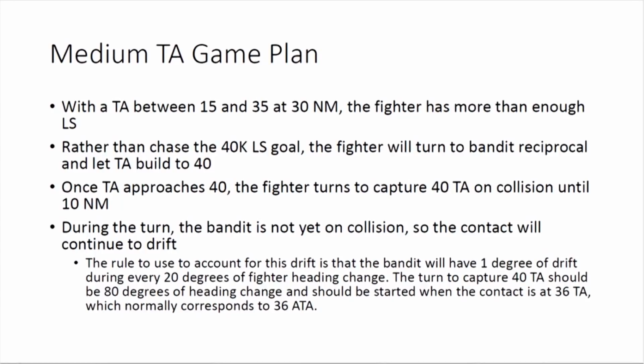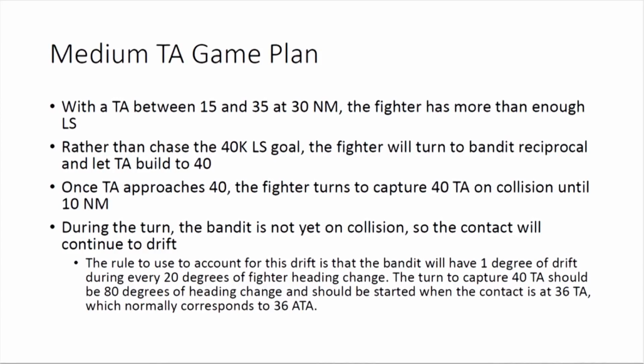Now let's look at an intercept that begins with a medium target aspect, medium being defined between 15 and 35 degrees of target aspect. With an intercept beginning in that range between 15 and 35 at 30 nautical miles, we've already got enough lateral separation. If we're at 15 degrees target aspect at 30 nautical miles, we've got 45,000 feet of lateral separation. If we're at 35 degrees target aspect at 30 nautical miles, we have over 90,000 feet of lateral separation. So we've already achieved the goal of 40,000 feet lateral separation.